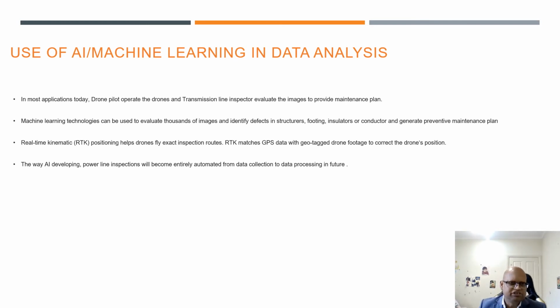With RTK positioning systems, which is real-time kinematic positioning systems, a drone can fly the same path or remember the path, which can be used for future inspections. The way AI is developing, and with these RTK systems, we will be able to automate from data collection to data processing in future, and this will automate the transmission line inspection systems.